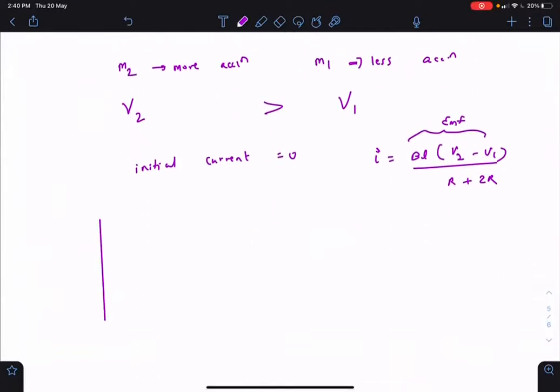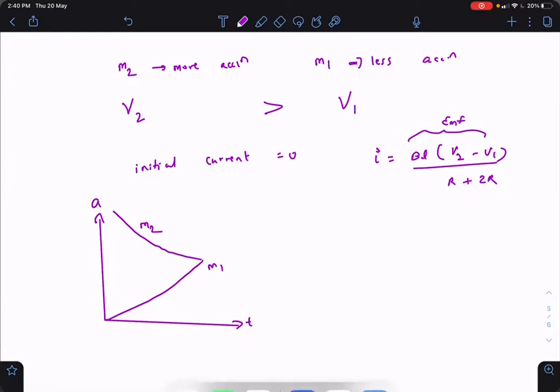If you want to plot acceleration versus time, what is happening is acceleration of M1 is increasing, and acceleration of M2 is decreasing. Why? Obviously, because if we talk about M1, there is a BIL force. If we talk about M2, there is an external force F and there is a backward BIL.